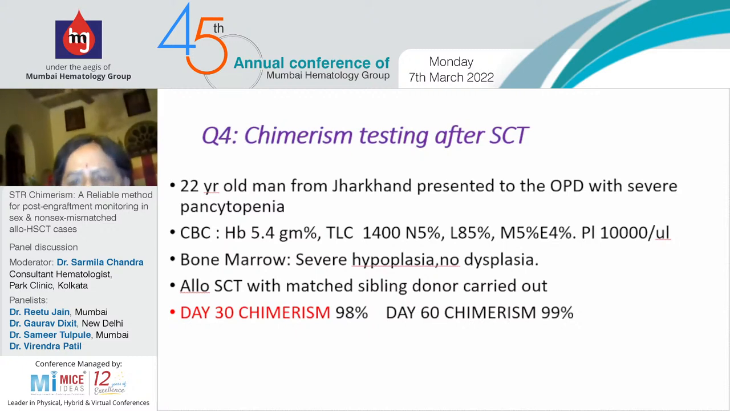Congenital pancytopenia was ruled out by the cytogenetic study, and we decided quickly to do a bone marrow transplantation because this is something that is curative, and this boy was in extreme danger coming from Jharkhand, where not all sorts of supportive care is available. So we decided to carry on the transplantation very, very fast. Now, what would you have done?